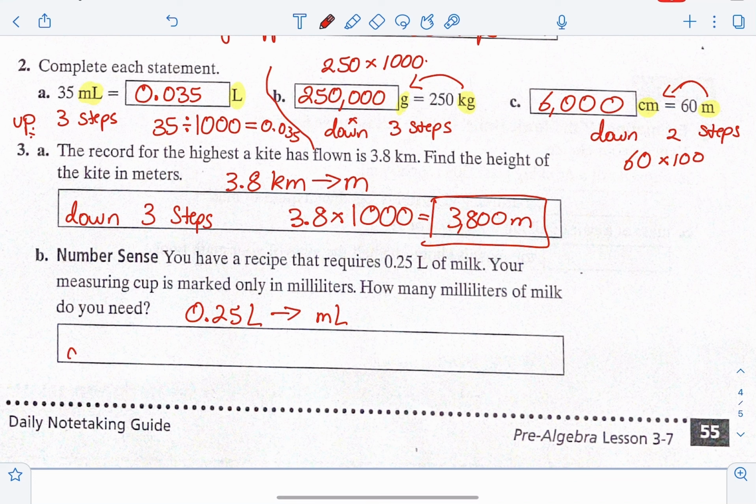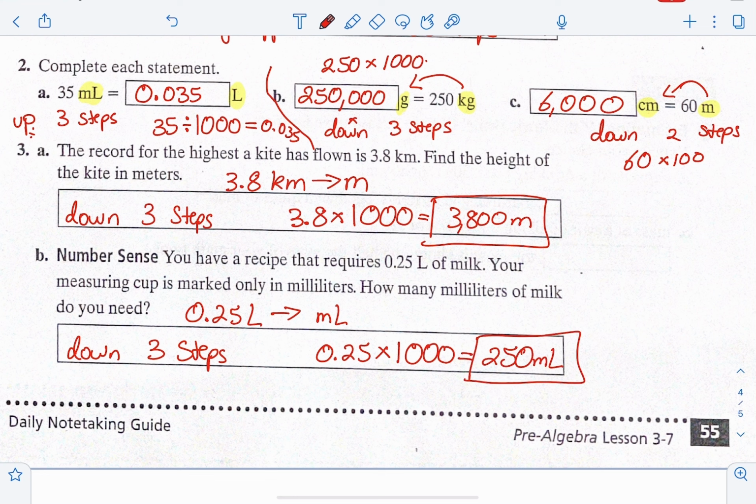Okay, so you're going down, again, 3 steps that time. So you're going to have 0.25 times 1 and then 3 zeros, and you get 250 milliliters as your answer. All right, that wraps up lesson 3-7, where we looked at using the metric system.